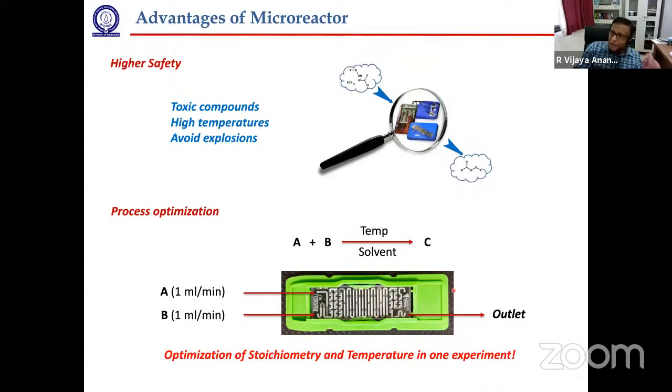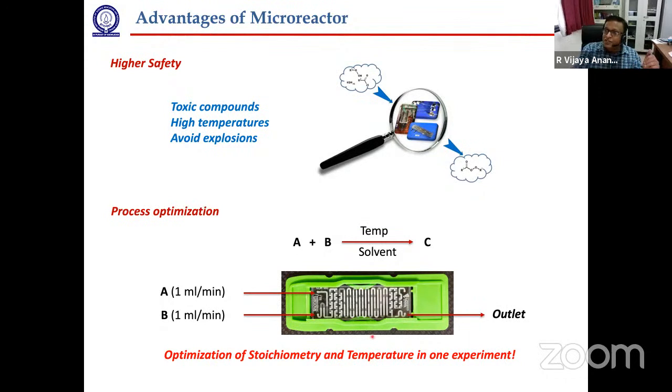But if you have a microreactor, at least these two parameters, stoichiometry and temperature, you can optimize in only one experiment. You know how? For example, consider this reaction again, A plus B gives C, right? What you can do is use the same flow rate for A and B, like 1 ml per minute, for example. So the concentration of A and B will be the same in the microreactor. Initially you can do the reaction at room temperature, and the product anyway comes out, right? So it's a continuous process.